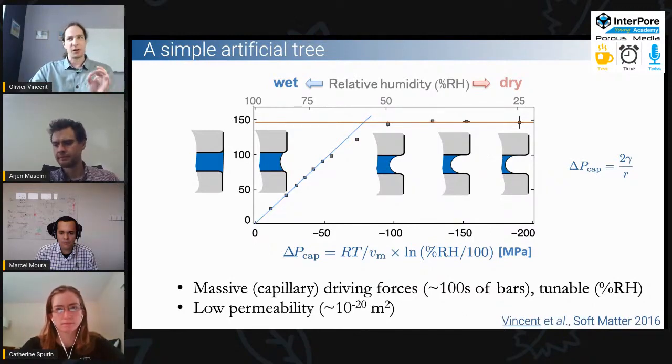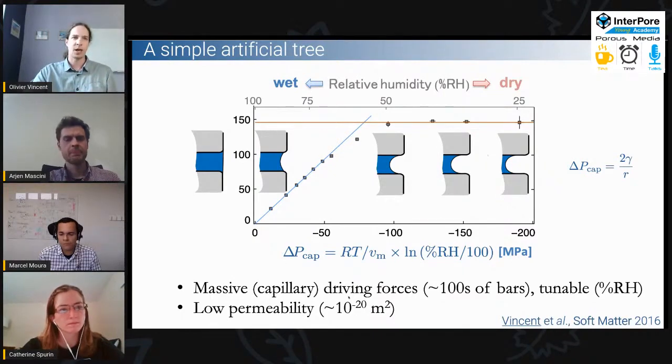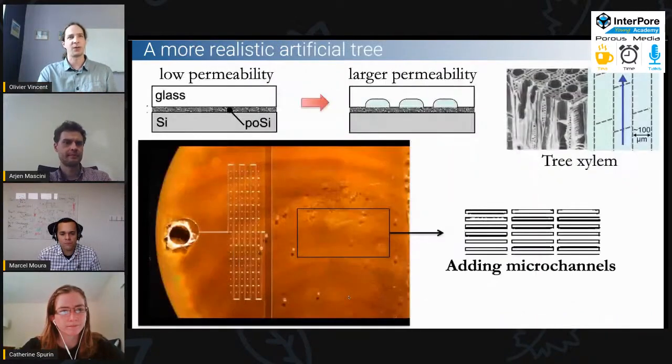A drawback with this very simple tree, though, is that it has very low permeability. It's only nanopores all the way through, so the permeability is extremely low, as you can see on the value here. And so, of course, trees don't really do this. As I showed at the beginning, trees are not only nanopores from the roots to the leaves, but a mix of nanopores and microscale or even larger scale features.